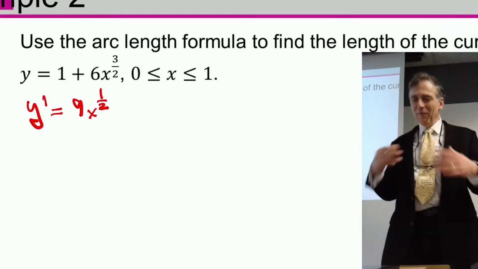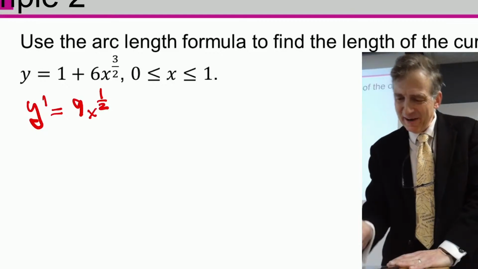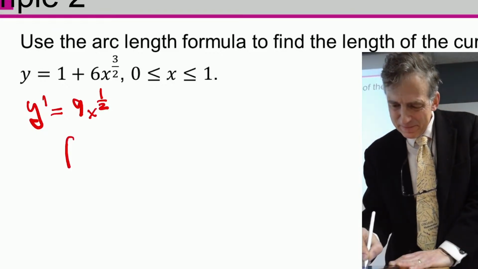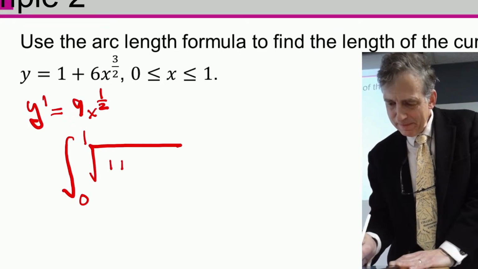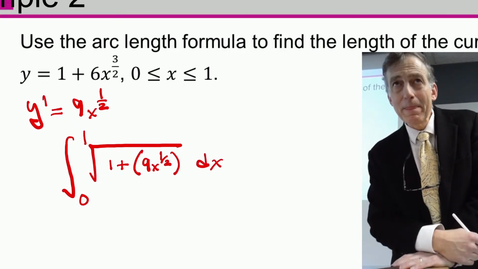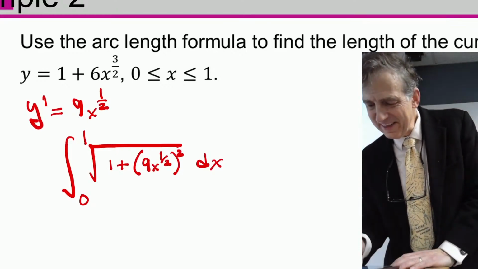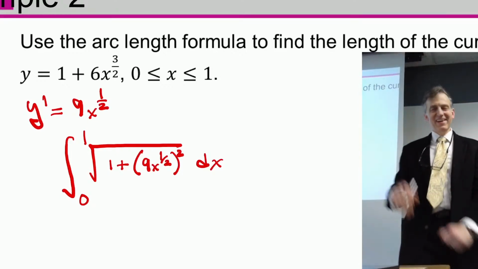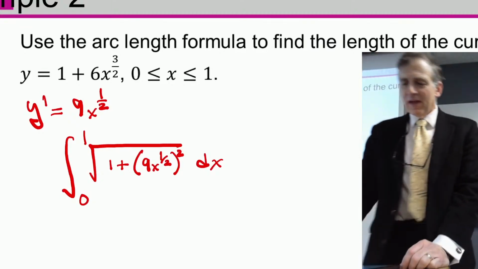All right, Braden, what's next? What's the next thing you did? All right, talk me through it. The definite integral from 0 to 1 of the square root of 1 plus y prime, which is 9 times x to the 1/2, squared, dx. Yeah, I think you probably have the square, it's just, I wrote down exactly what you said, so, very nice.